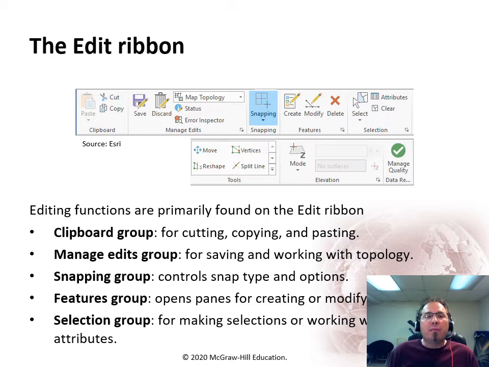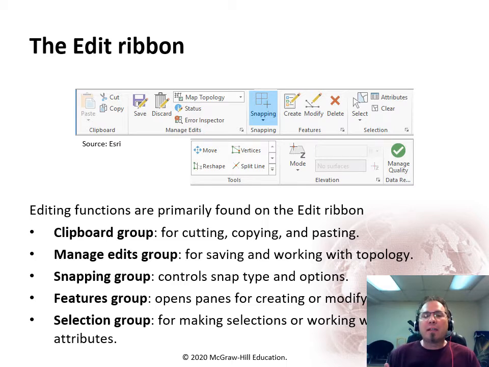All right, so that's the save button I mentioned earlier. You want to keep saving, keep saving, keep saving. Or you could discard edits if you don't like something. You have the snapping group, which is obviously where you turn on your snapping and the type of options, whether it be end, edge, or vertex snapping. And then you have the features group for opening panes for creating and modifying features. Okay, so this is where, if you're going to create a brand new feature class of, let's say, a polygon, you would click the create button and then go from there. And we'll discuss more how to do that as the slides go on.